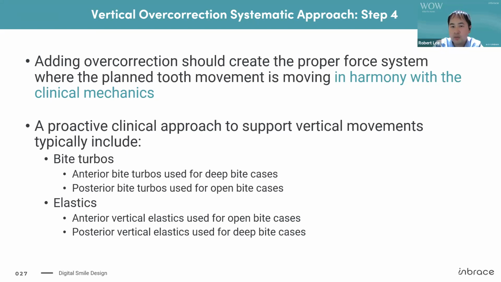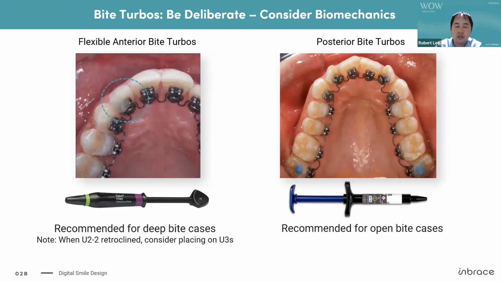So again, I always think about what are my smart wires doing? What elastics am I going to plan? And I just make sure that those two are going to work together rather than fight against each other. And then the clinical approach that you would take to assist with your vertical correction would be either bite turbos or elastics. So we do recommend anterior bite turbos for deep bite cases, posterior bite turbos for open bite cases, anterior vertical elastics for open bite cases, and posterior vertical elastics for deep bite cases.